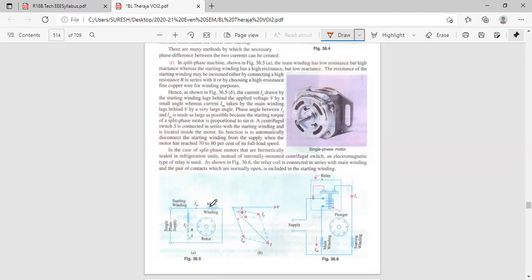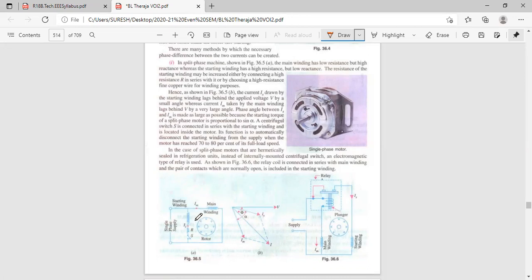more reactance. This main winding is having more reactance. If inductance is more, this current is lagging this voltage by more angle. But the starting winding is having less reactance. If it is having less reactance, this IS is not lagging the voltage by more angle. Only with some less angle it is lagging. But both are reactance only. That's why both the currents are lagging.